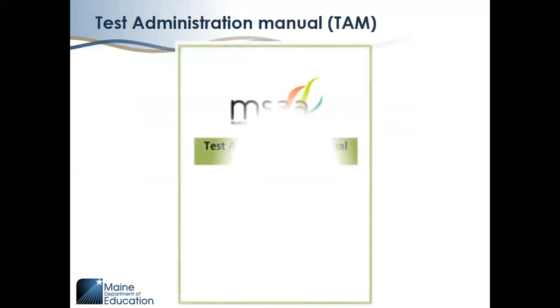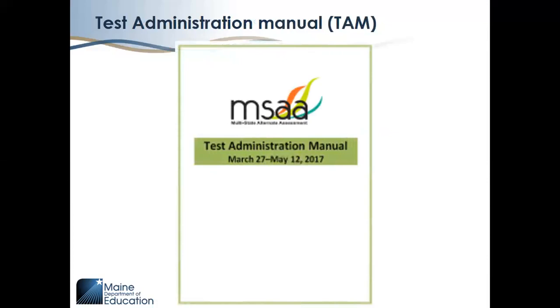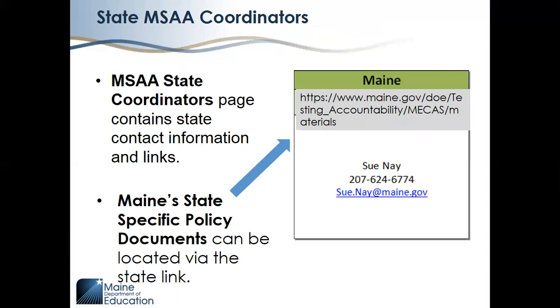The Test Administration Manual, or TAM, provides policies and procedures for TAs and TCs to prepare for the administration of the test. The TAM is posted on the DOE's MSAA website as well as on the dashboard of the MSAA system. The first page of the TAM provides links for all MSAA state coordinators, the Maine state-specific policies, test security agreements, and our participation guideline documents may be found through the provided link.